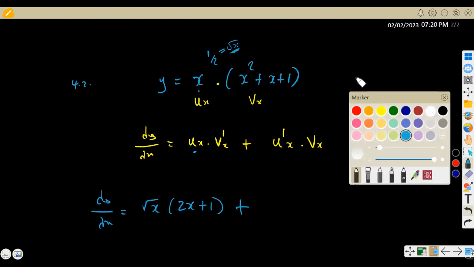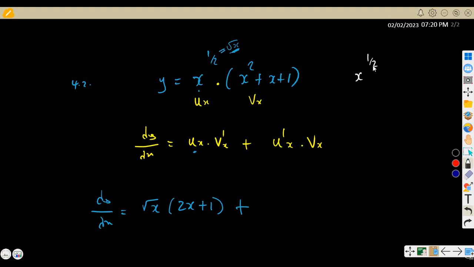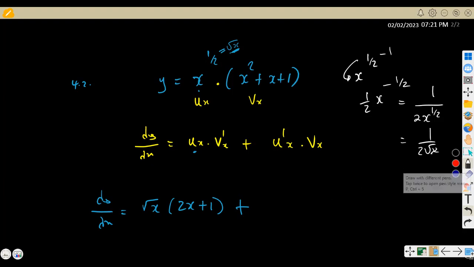So how can we differentiate x to the exponent of a half? We did this derivative. You drop the exponent, which is going to give us a half, and x to the exponent, we subtract 1, which is going to give us a negative half. And remember what we did from the previous question: a negative exponent is the same as 1 over, so it's going to be 1 over 2 x to the exponent of a half, which is the same as 2 square root of x. So we are going to have it as 1 over 2 square root of x.